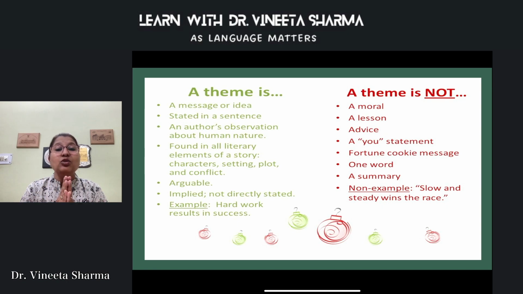The example, you know, for a non-example, which is not an example of theme: slow and steady wins the race. Now, this is a proverb. This proverb can never be the theme. Okay? I hope you are able to differentiate between them.